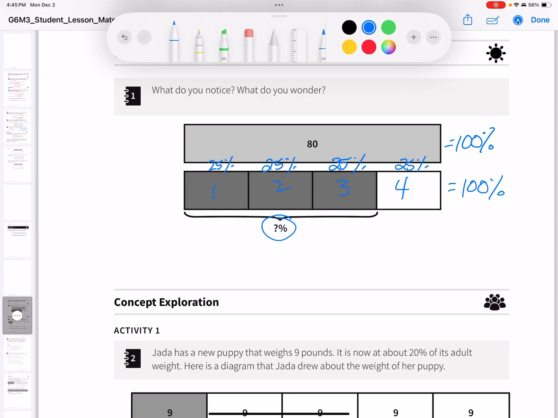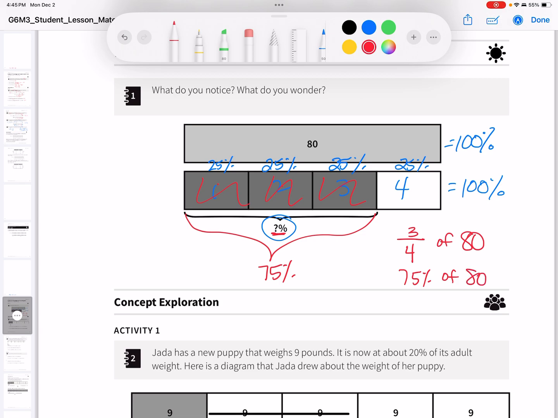And if that's the case, then this percentage, which is what it looks like it's asking us for, would be 25 times 3, which is 75%. We could also write this as 3/4, 3 shaded boxes out of 4. And it's 3/4 of 80 because 80 is our 100%. So that would be 75% of 80, right?